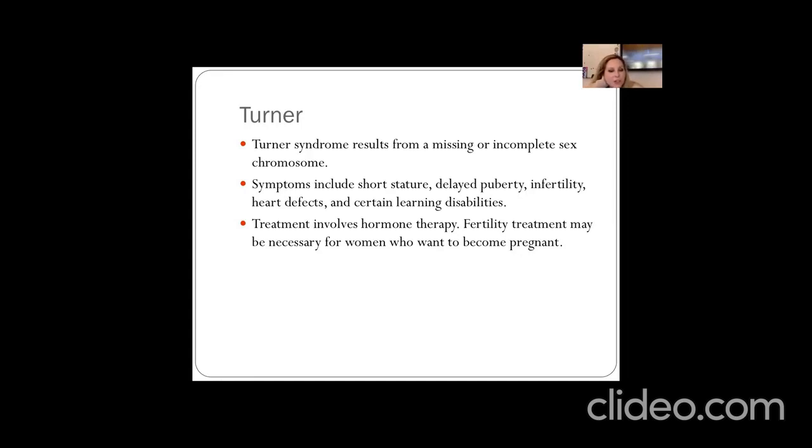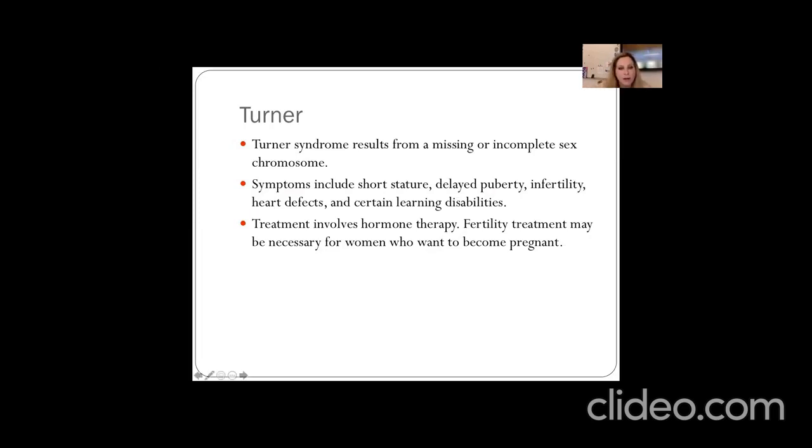So when she's born, she will look female. She'll have female secondary sex characteristics. She'll have a uterus, she'll have ovaries. But then once she starts growing, at 1, 2, 3 years of age, parents are going to notice, hey, my little girl is way shorter than all the other little girls, all the other toddlers. What's going on? And then there are other physical characteristics that you'll see.